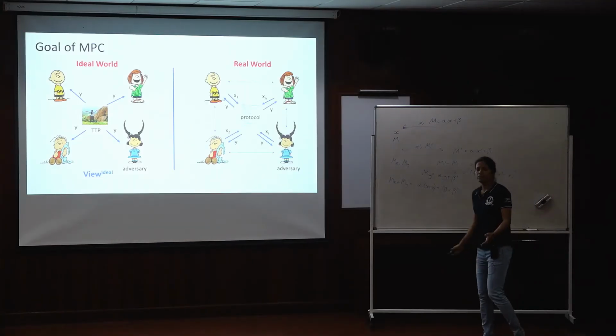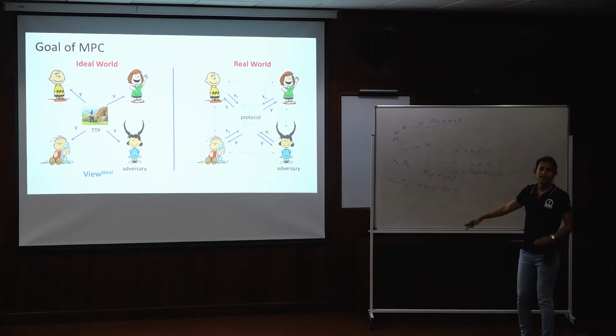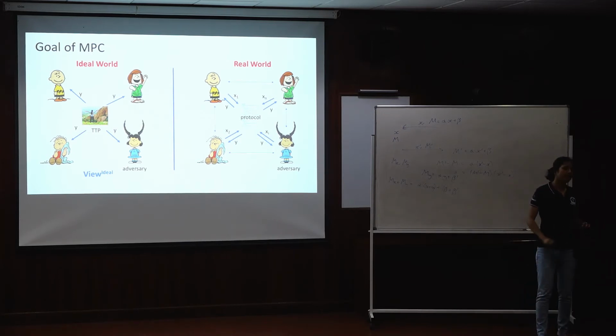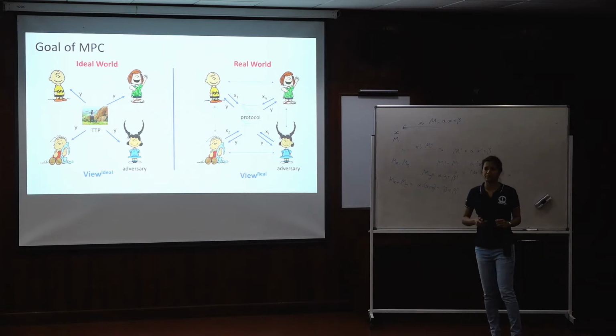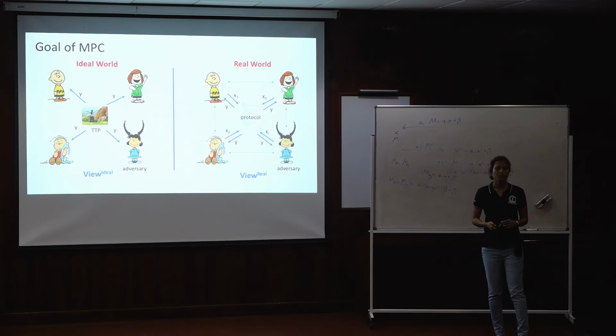In the complementary world, the right world, the real world, the trusted third party is replaced with a protocol. It's an interactive protocol running amongst the parties, and again the parties give their input to the protocol, and in the end they run the interactive protocol and get the output. And the view of the adversary in this real world is called view real.